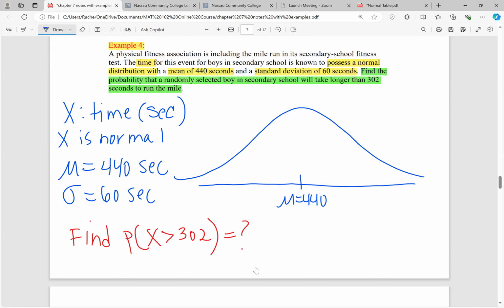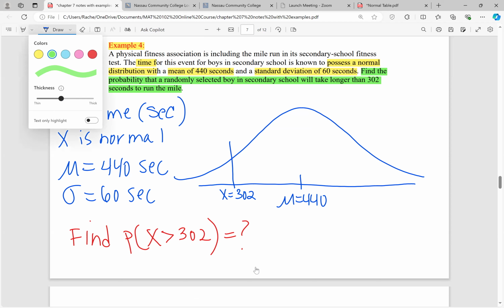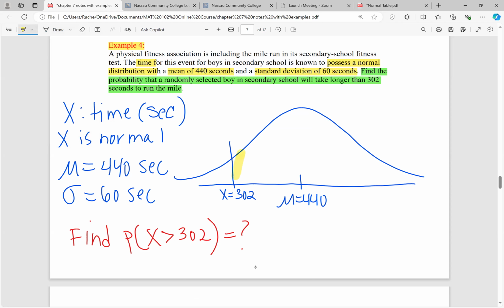So where are the times that are longer, greater than 302 seconds? Well, 440 is in the middle, right? 302 is less than that if this were a number line. So X equals 302 is going to go to the left. And we want greater than or longer than. So we're going to shade the area to the right. So this is the area that I'm interested in finding, and that's going to be equal to the probability.